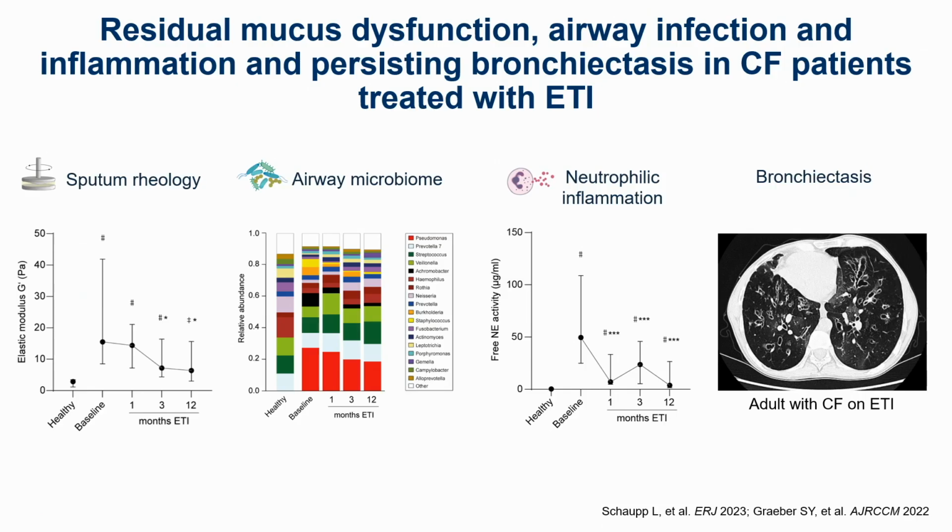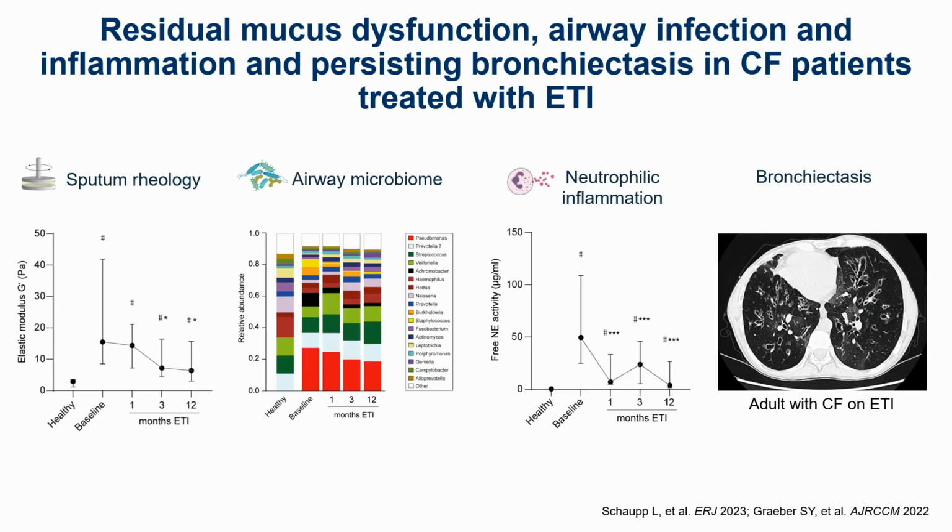From the many observational studies that are out there, we have learned that ETI really substantially improves not only clinical outcomes, but also sputum viscoelastic properties, and also the airway microbiome and inflammation. But what we have also now realized is that patients on ETI therapy still exhibit abnormalities or residual mucus dysfunction, also airway infection, inflammation, and they still have persisting bronchiectasis, as is detected here, for example, by MRI.